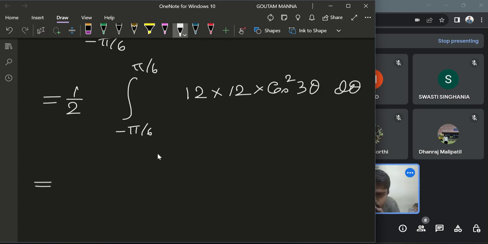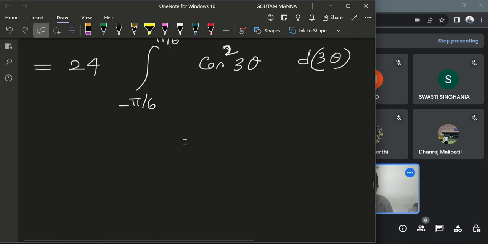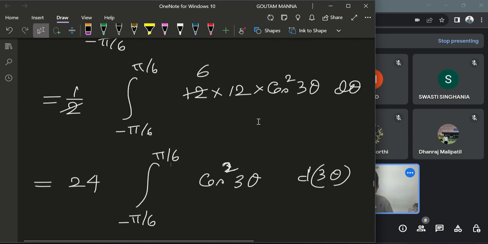Now this 1 by 2 I can cancel, and I can write 6 times 12, or I can write it as 24 times 3, and this 3 I can put here, so 3 theta, d of 3 theta, and it will be going from minus pi by 6 to pi by 6, right? So the 6 times 12 I'm writing as 24 times 3, and the 3 I'm putting there.